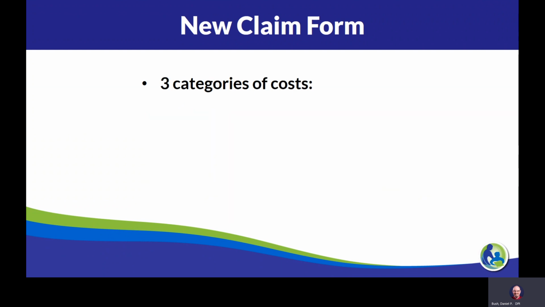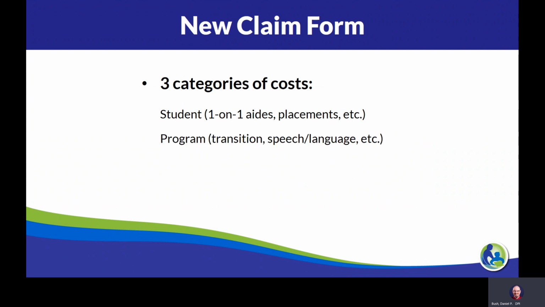In the new claim form, there are 3 different categories of costs for high-cost special ed aid. There are direct child-specific or student costs, such as one-on-one aids, placements with tuition, and so on. There are program-level costs. These are things like transition programs, speech or language therapy, and then there are specified services or non-administrative pupil services, such as psychology or health.